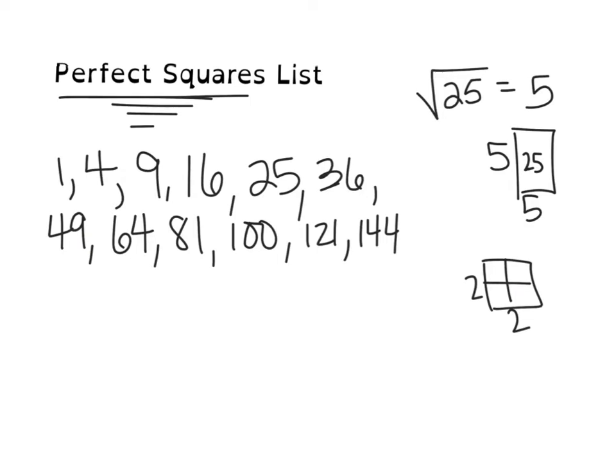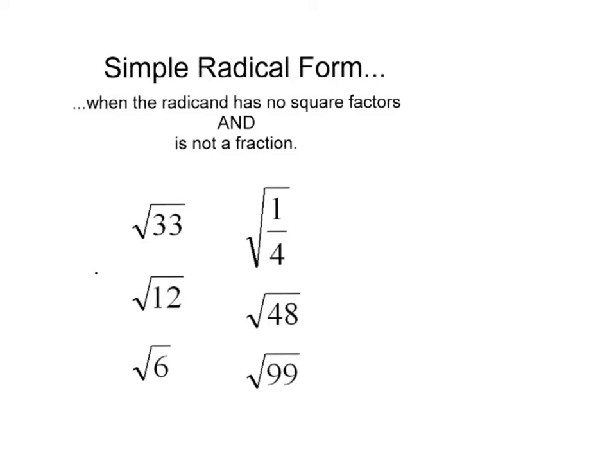So please make sure you have these written down in your notes, because you are definitely going to be using them today. Okay, so today we are going to learn how to tell if something is in simple radical form and how to change it if it's not. So here's how you can tell if something is in simple radical form. When you look inside the radicand, or the number inside, like this number 33, it has no square factors and it's not a fraction.